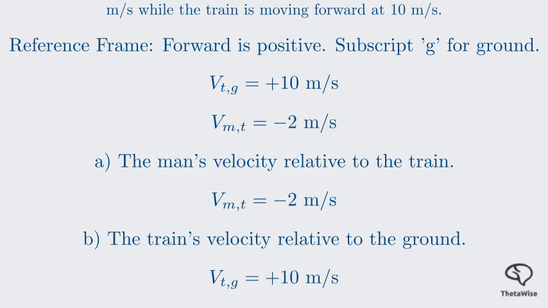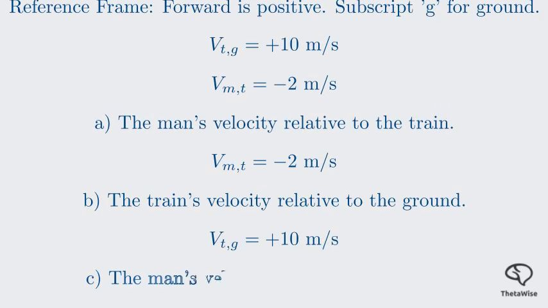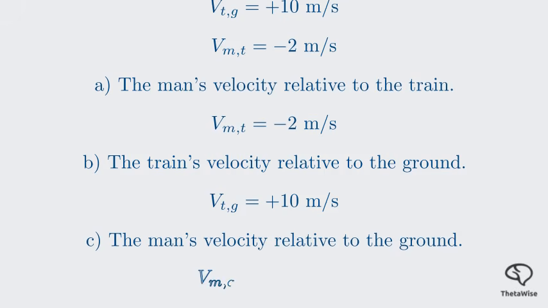Finally, let's solve part C. Part C asks for the man's velocity relative to the ground. This is where we'll use our relative velocity formula. We are looking for v of mg. The formula for the man's velocity relative to the ground is the man's velocity relative to the train plus the train's velocity relative to the ground.